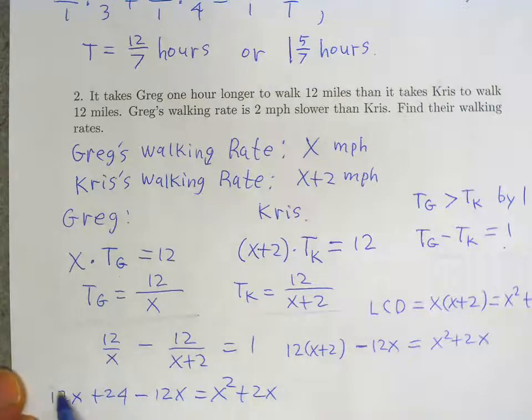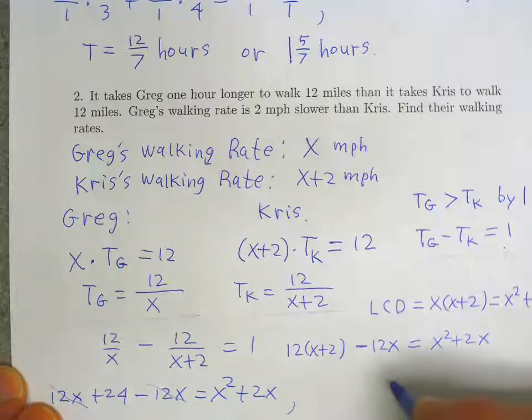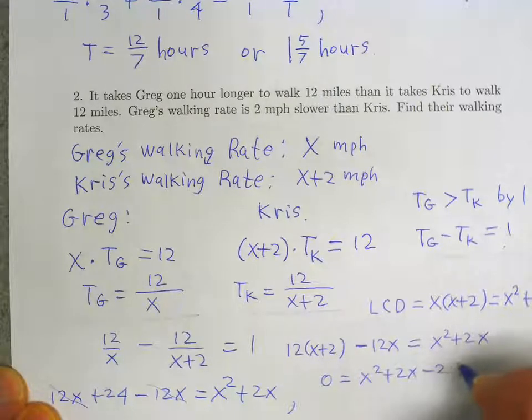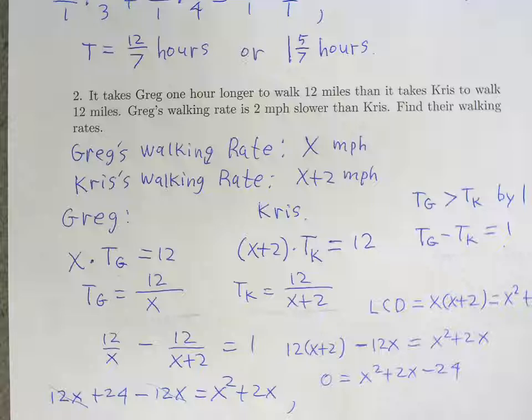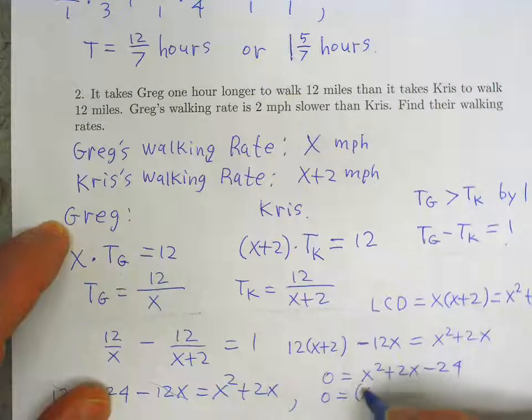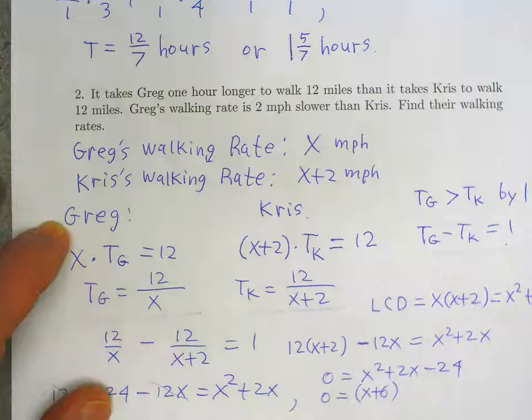Okay, so these terms are eliminated, and so we'll subtract 24 from both sides, and we get 0 equals x squared plus 2x minus 24. And we can easily solve this by factoring. One factor is x plus 6. The other factor is x minus 4.